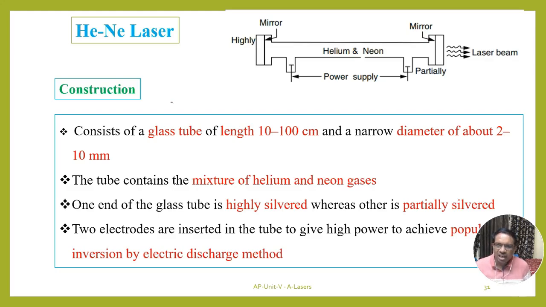Basically, it consists of a glass tube of 10 to 100 centimeters, hardly 1 meter, and the diameter of the tube will be 2 to 10 mm, hardly 1 centimeter. In that glass tube, we fill helium and neon gases. Once we fill it, one side is highly polished and silver coated. The other side is partially polished, and we insert two electrodes to provide electrical current for discharging these gases, which leads to the population inversion.